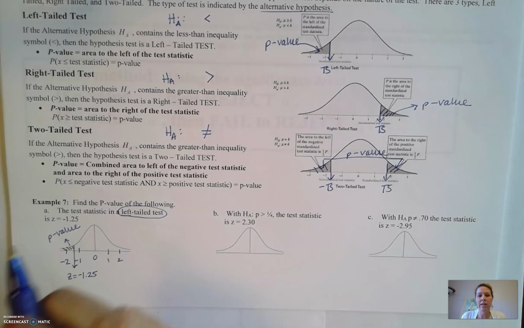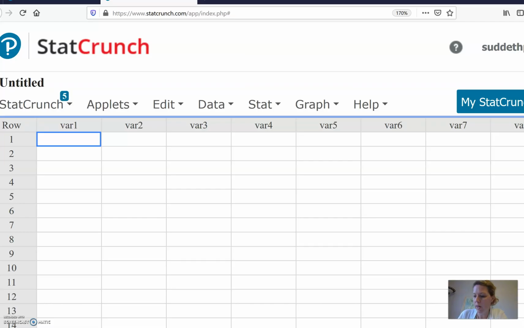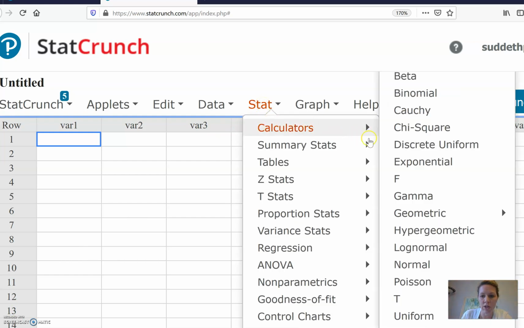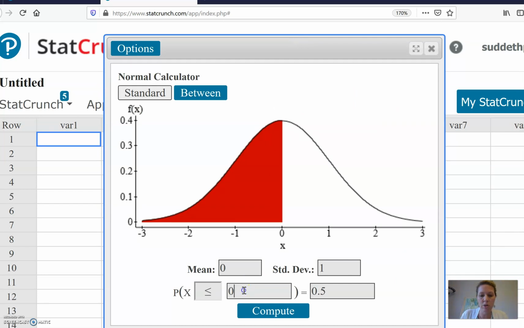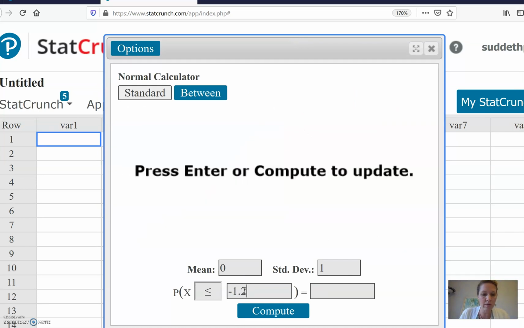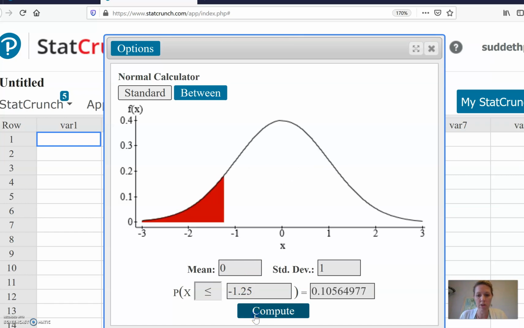So now, on StatCrunch, we're going to find the probability of z being less than negative 1.25. And since this is a z distribution, we're going to use Stat, then Calculators, and then go to Normal. We did this in a previous chapter. Remember, our mean is 0 and our standard deviation is 1, and we just put in negative 1.25, and we hit compute, and our p-value is 0.1056 if I round it.